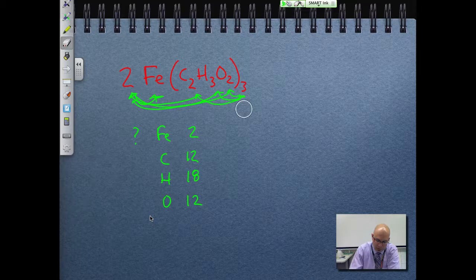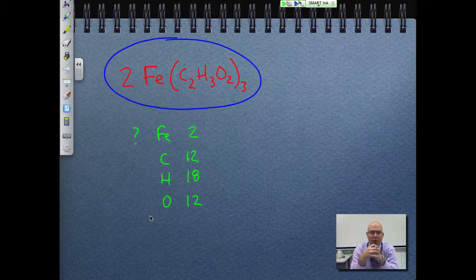So this, and again let me clean this up just so you can kind of see it, this formula and coefficient package would have this amount of each of those. All right.